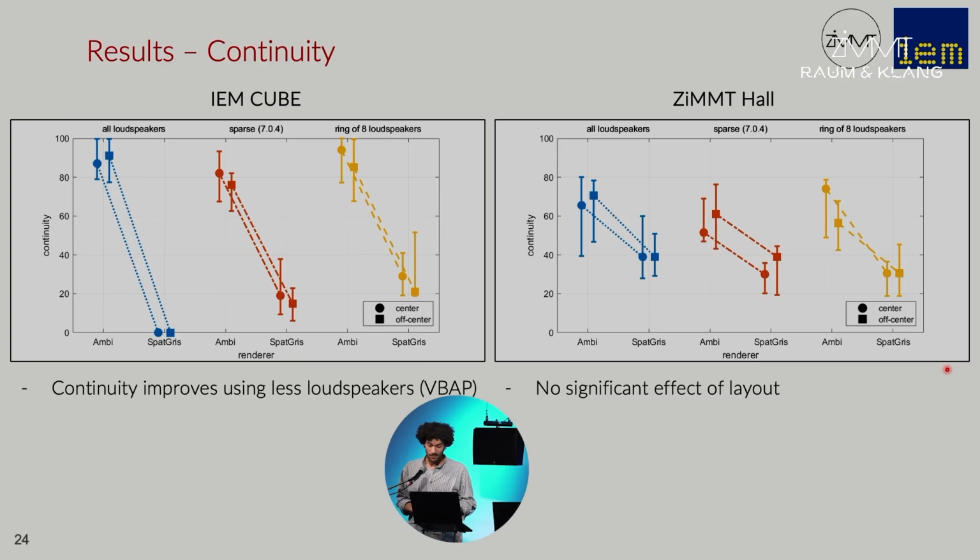Continuity, on the other hand, shows a significant main effect of the renderer quite strongly. We see it very sharply going down in terms of VBAP, and this is because the number of active loudspeakers is more strongly fluctuating, which means that we have more timbral coloration and just a more bumpy image. And this can be observed throughout all of the conditions, irrespective also of the listening position.